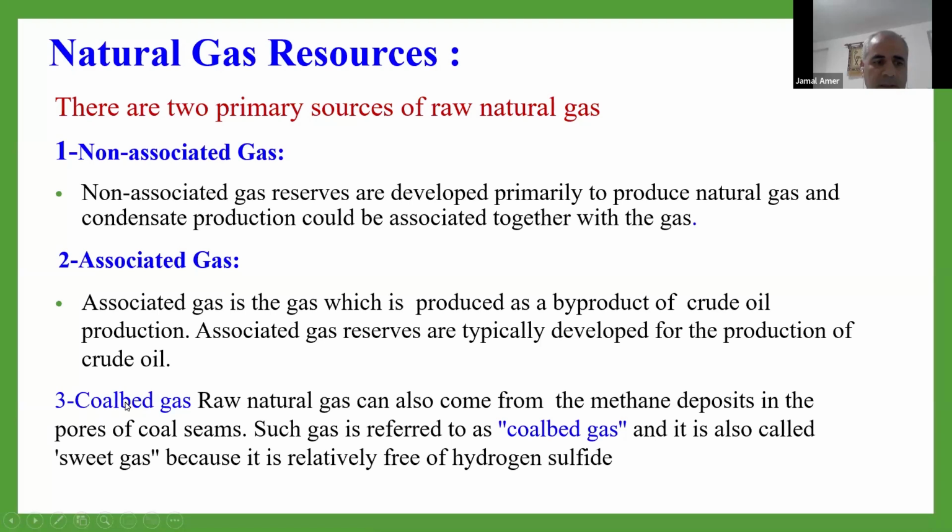Also, the third source of gas we call coal bed gas. What is coal bed gas? Here, raw natural gas can come from methane deposits in the pores of coal seams; such gas is referred to as coal bed gas. It is also called sweet gas because it is relatively free of hydrogen sulfide.